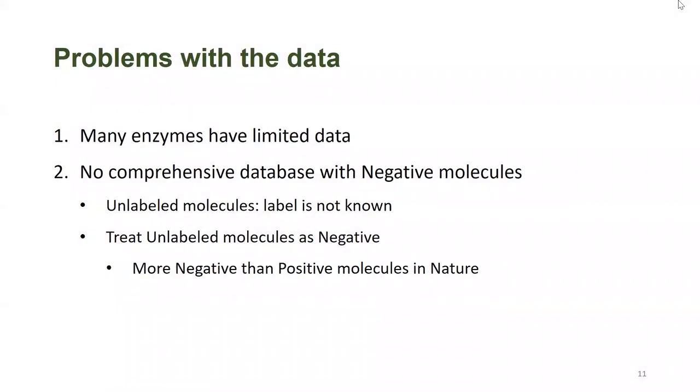Of course, this is the real world, so there were problems with the data we collected. First of all, many enzymes do not have a lot of data, maybe because it was not cataloged, maybe because we lost it during the pre-processing. So a lot of those 1,007 enzymes didn't have a lot of data to work with for machine learning purposes. The second big problem is that there is no comprehensive database for negative molecules. There's no database that tells me this molecule does not interact with this enzyme, because it's usually not very interesting, but we needed it for our machine learning purposes.